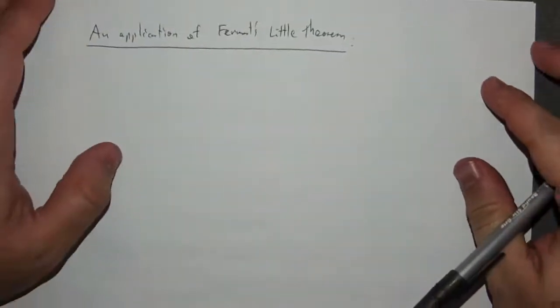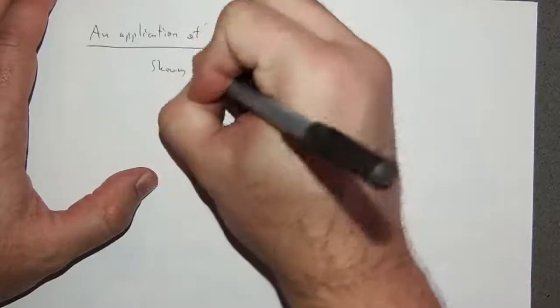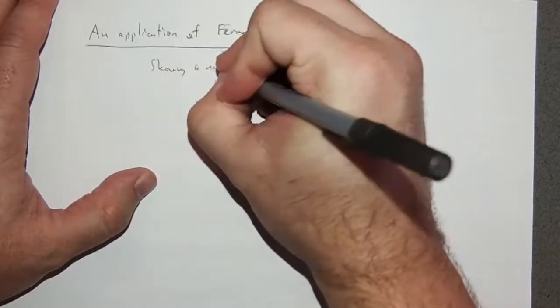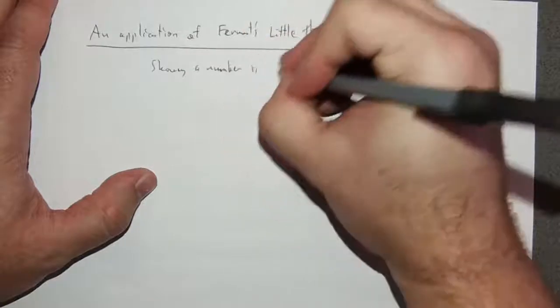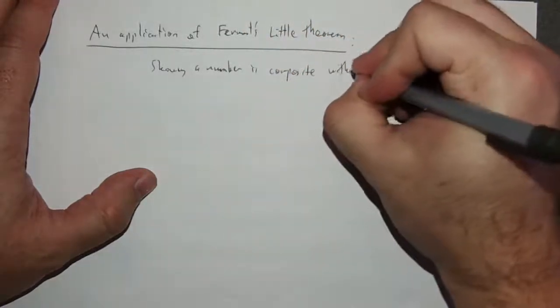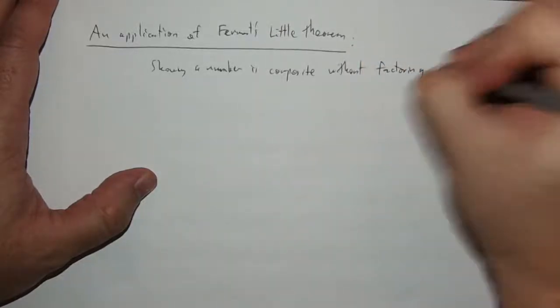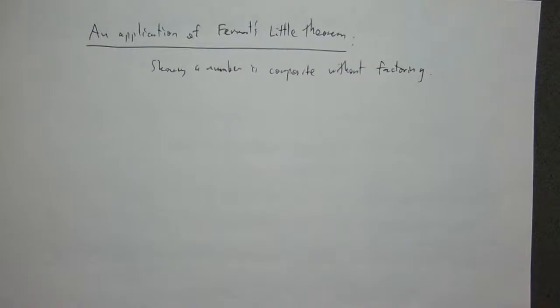So an application of Fermat's little theorem is showing a number is composite without factoring. Obviously, if you factored a number, well, that's great, but you can actually use Fermat's little theorem to show that something is composite without factoring. So how do you do that?